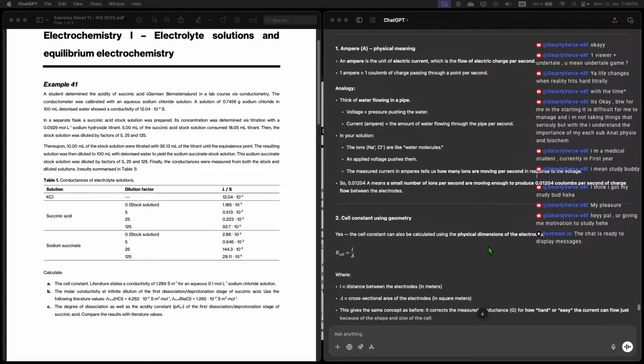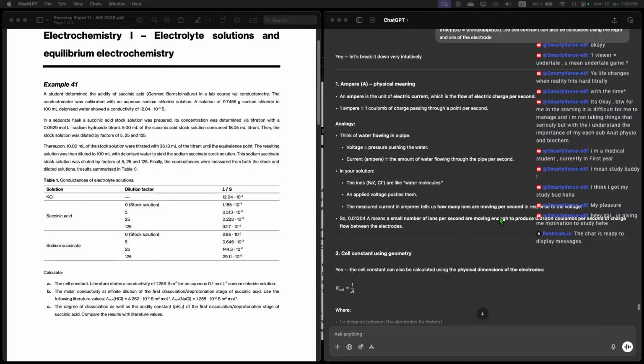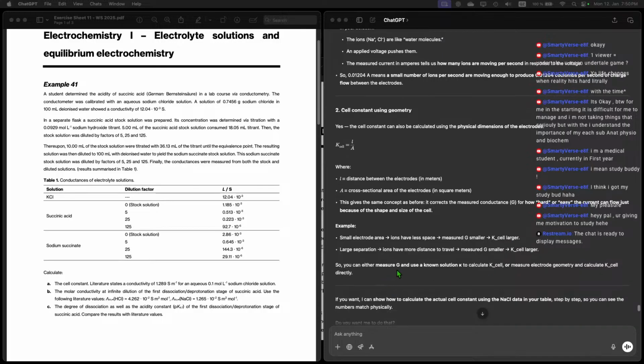Okay. Cell constant using geometry. Yes, the cell constant can be calculated using the physical dimensions of the electrodes. So that means you don't need to know what the conductor involved is, or what sodium chloride is here. So either you measure G and use a known solution, or measure the electrode geometry in the cell. Yeah, sodium chloride is a conducting solution here.